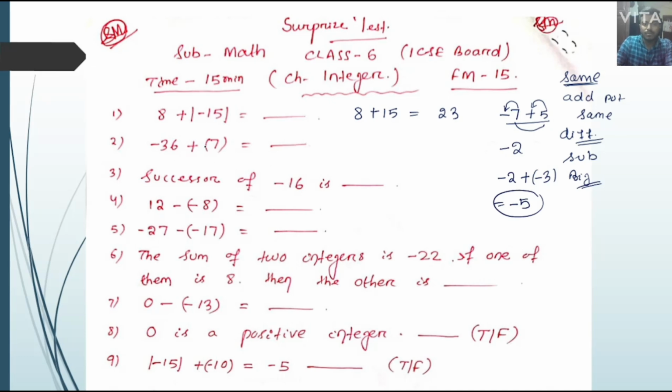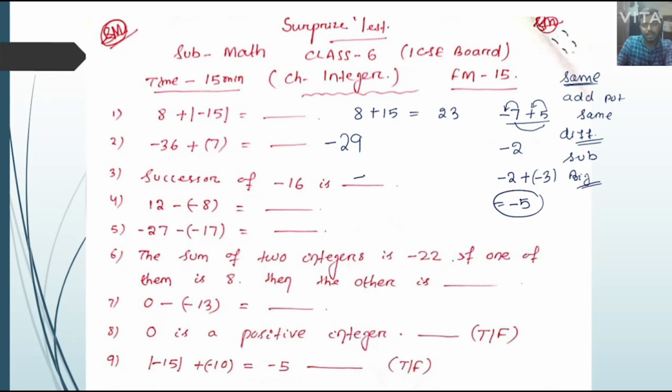Minus 36 plus 7. Here different sign. First subtract, that is 29. So the big number's sign is minus. So put the sign minus. Okay. Now successor of minus 16 is dash.